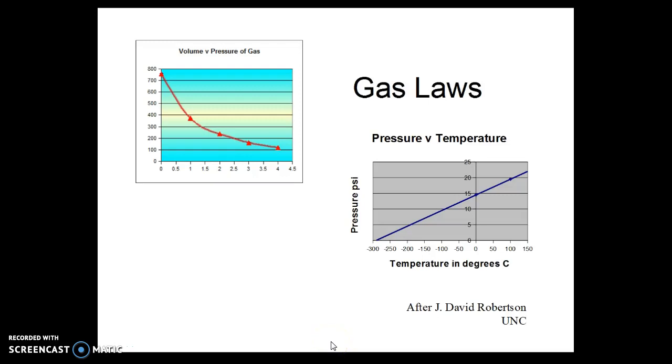This is an AP Chemistry presentation on the gas laws. I have used material developed by J. David Robertson and have considerably changed it.